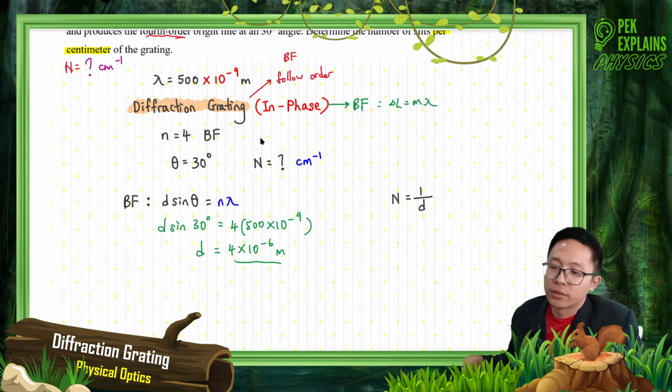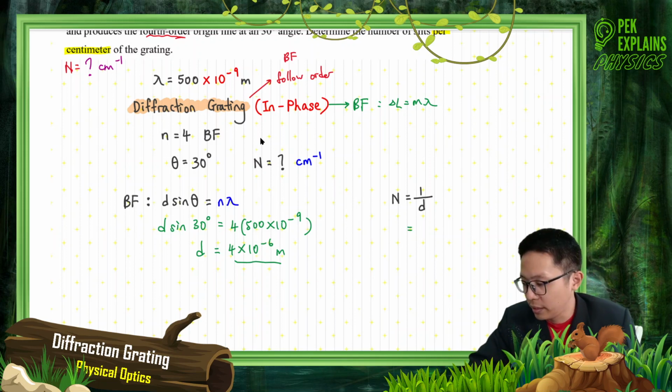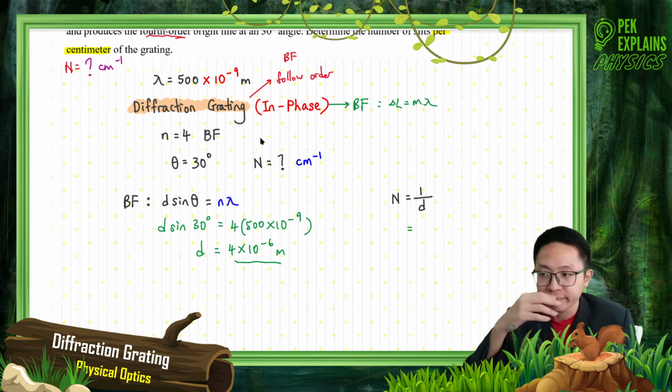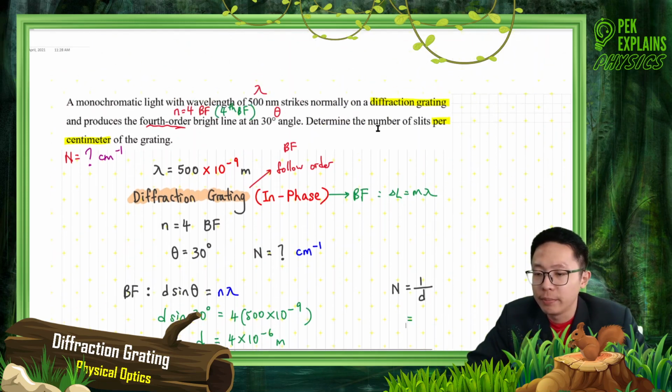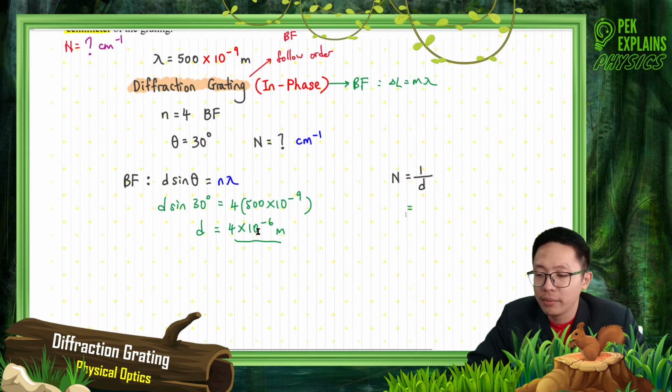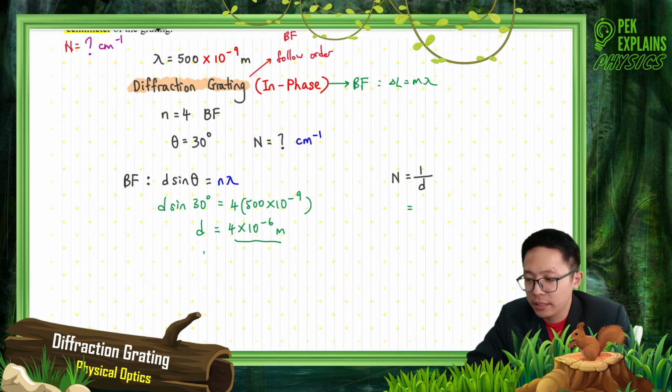That's our D. So once we get our D, we can find our N. However, we want the number of slits per centimeter, isn't it? So how do we change to per centimeter? Maybe you can change over here, or over here also can, but I prefer to change from here. Yeah, D, you first change to centimeter. This meter, you change to centimeter first. Then it's easier.